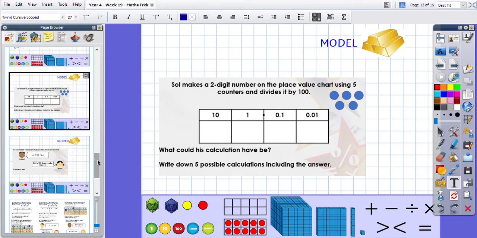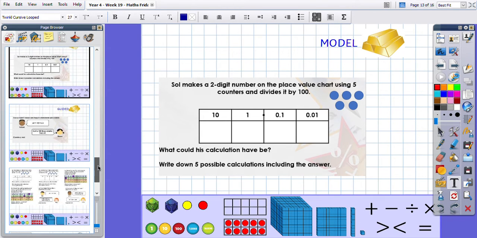Moving on to gold then. So we're looking at problem solving now. Sol makes a 2-digit number on the place value chart using 5 counters and divides it by 100. What could his calculation have been? Write down 5 possible calculations including the answer.